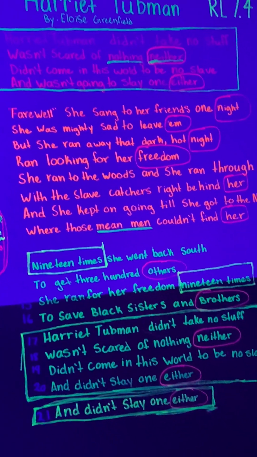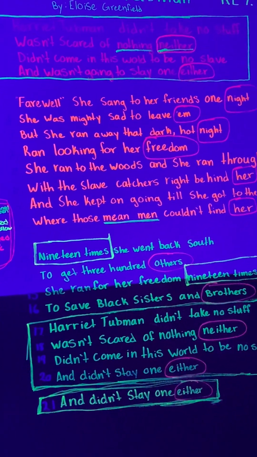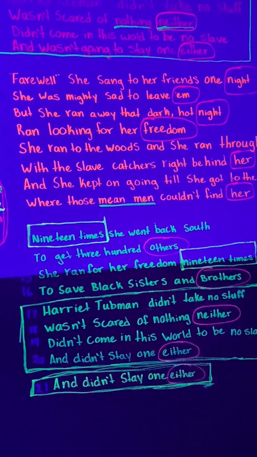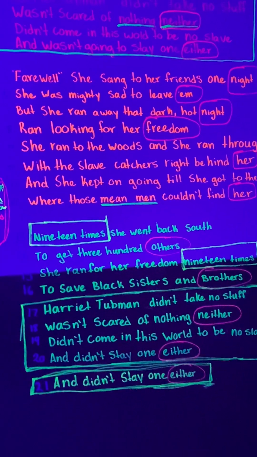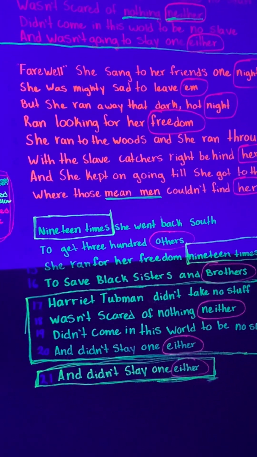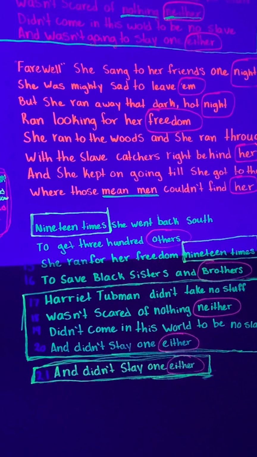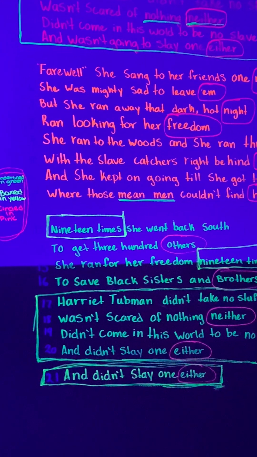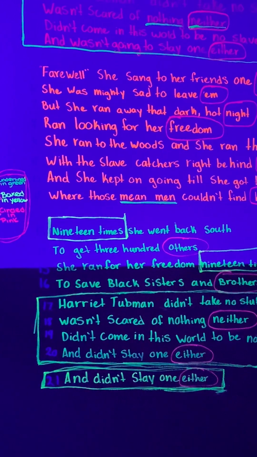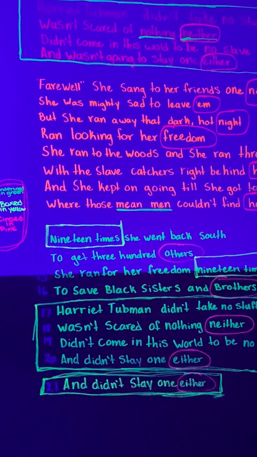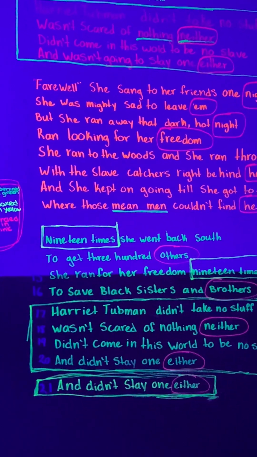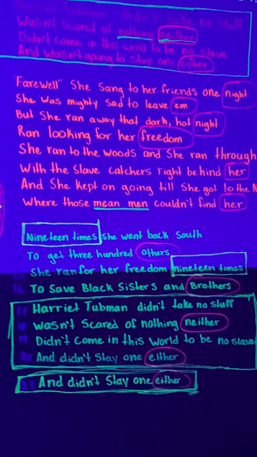And then farewell she sang to her friends one night. She was mighty sad to leave them, but she ran away that dark hot night, ran looking for her freedom. She ran to the woods and she ran through the woods with the slave catchers right behind her. And she kept on going till she got to the north where those mean men couldn't find her. 19 times she went back south to get 300 others. She ran for her freedom 19 times to save black sisters and brothers.